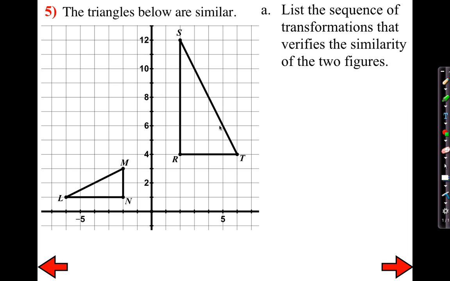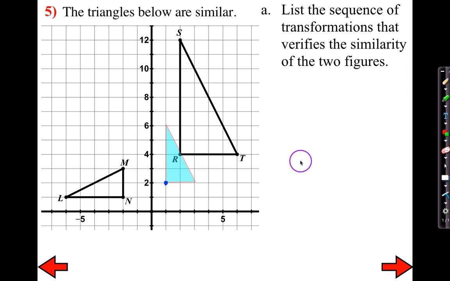So the first thing that I see is LMN is being rotated 90 degrees clockwise to give me this here. Okay, now from here to create this larger right triangle, I notice it's being scaled by a factor of 2. Now how can I prove it? Well, let's see. First, to get to this point, it's going up 2 and to the right 1.